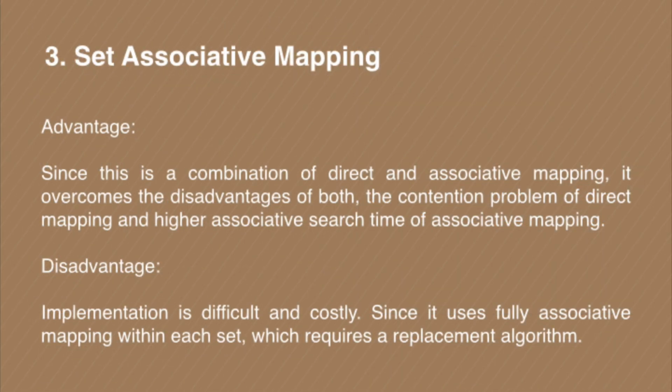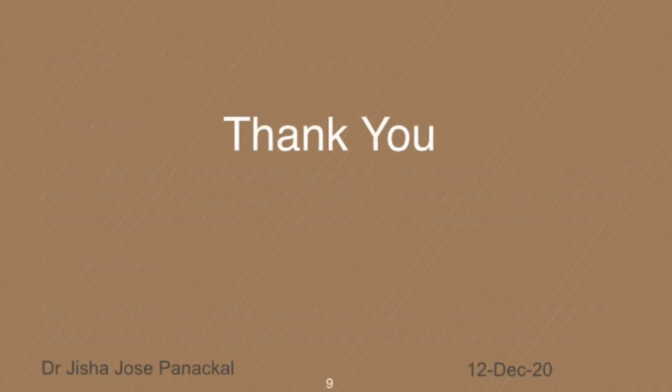So we will see the advantage and disadvantage of set associative mapping. Since this is a combination of direct and associative mapping, it overcomes the disadvantages of both: the contention problem of direct mapping and the higher associative search time of associative mapping. But implementation is difficult and also costly since it uses fully associative mapping within each set, which requires a replacement algorithm.